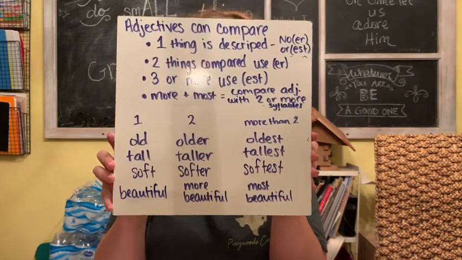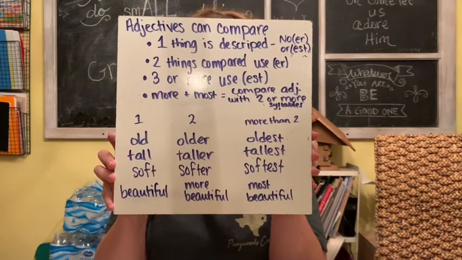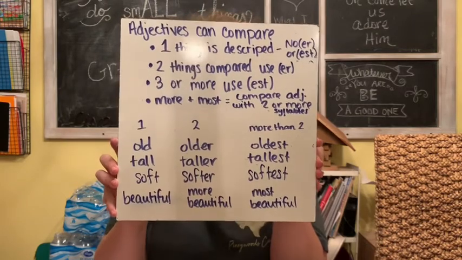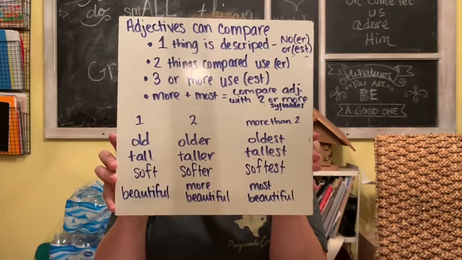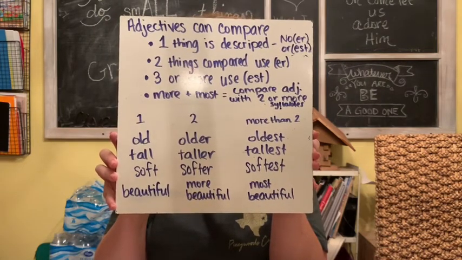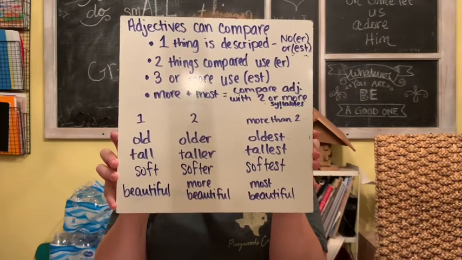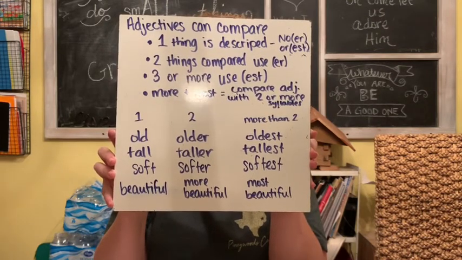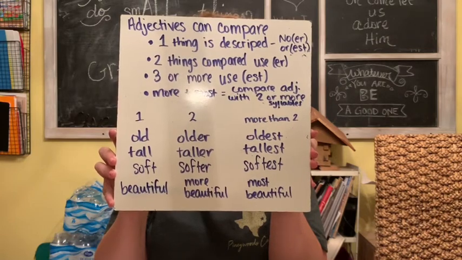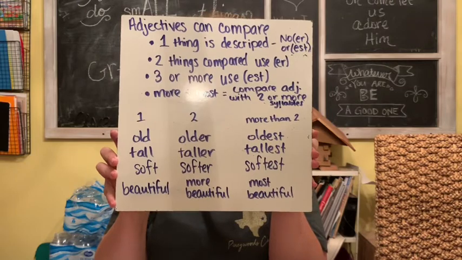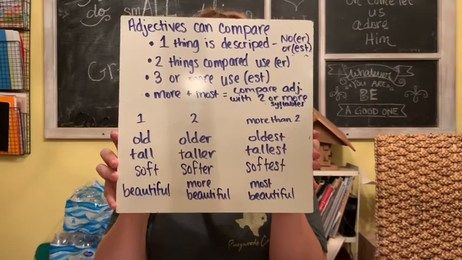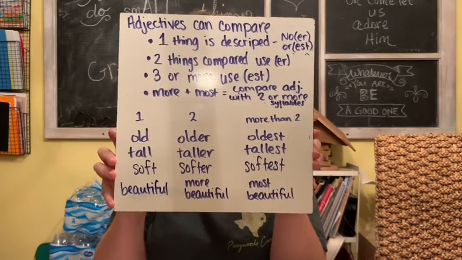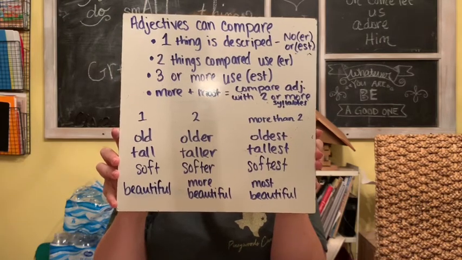Then lastly, we are going to use more and most to show comparison with adjectives that have 2 or more syllables. For example, the word thoughtful. I'm not going to say thoughtfuler or thoughtfulest. Those are not words. I would say more thoughtful if I was comparing 2 things, and most thoughtful if I was comparing more than 2 things. Same thing with the word beautiful. I would not say beautifuler or beautifulest. I would say more beautiful if I was comparing 2 things, and most beautiful if I was comparing more than 2 things. Okay, but most adjectives are going to stick with that ER and EST rule.